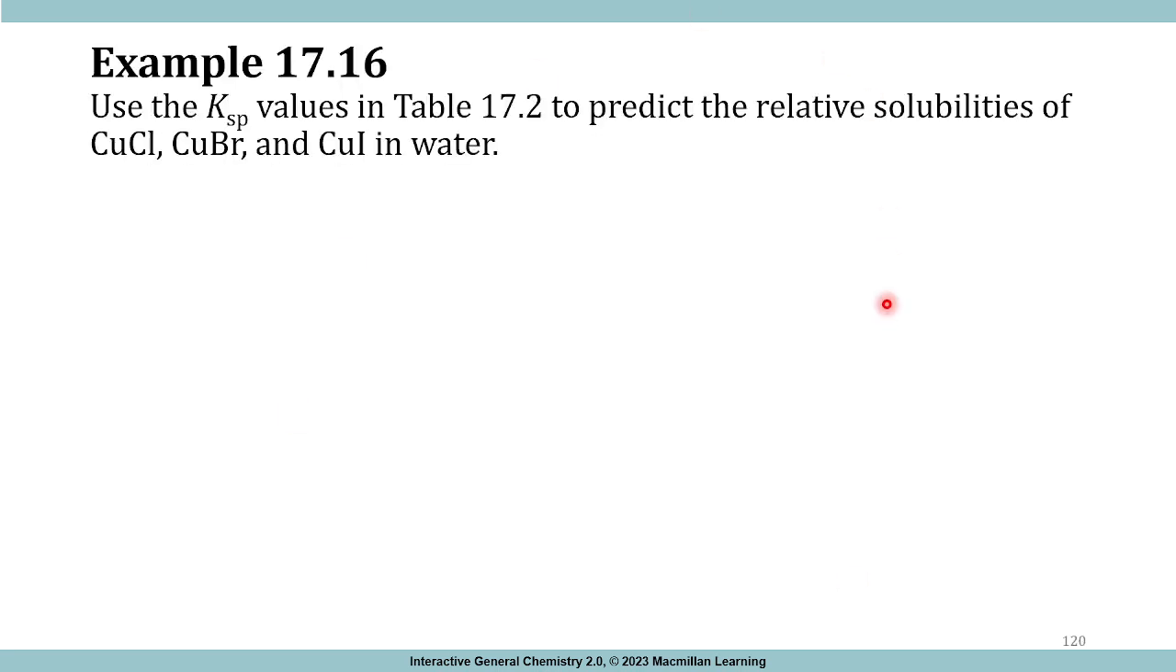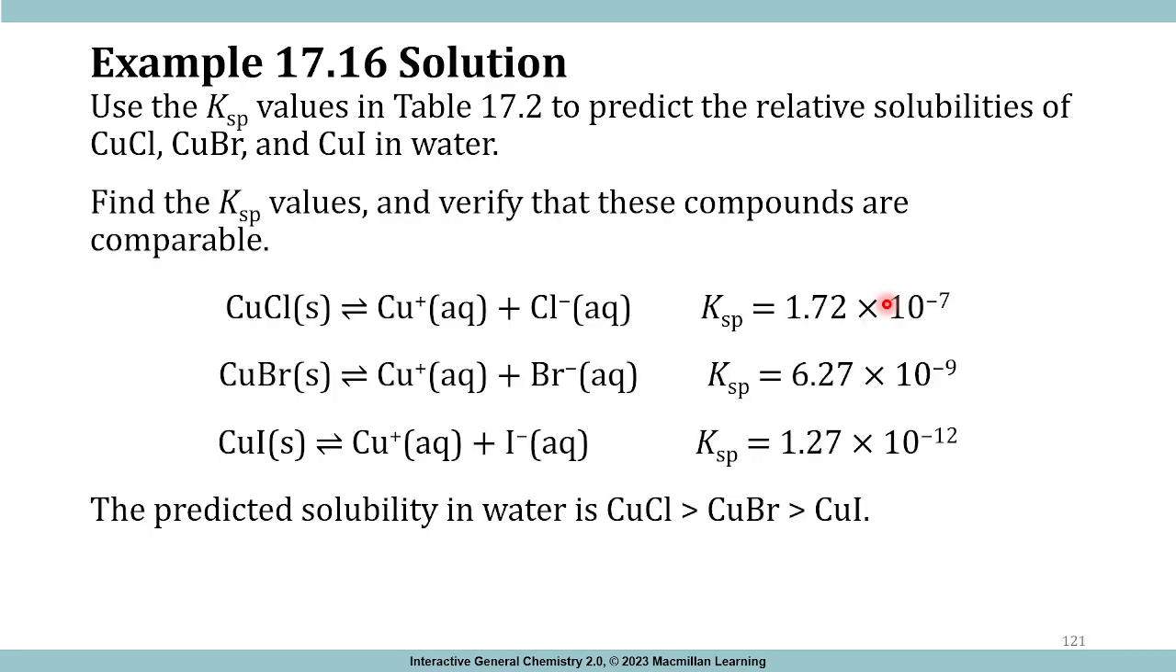So let's use the KSP values in that table 17.2. We'll compare the relative solubilities of copper chloride, copper bromide, and copper iodide in water at 25 degrees Celsius. And so we look those values up. Right here, we see that copper chloride is going to give us 1:1 ratio, right? Copper bromide, same ratio. Copper iodide, same ratio.